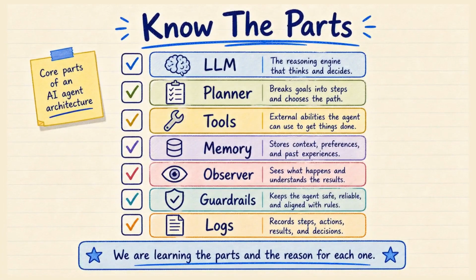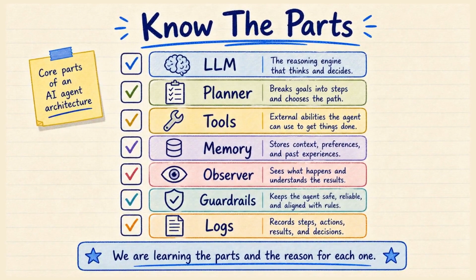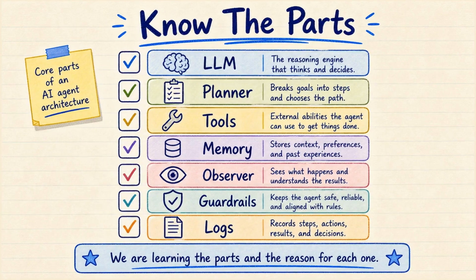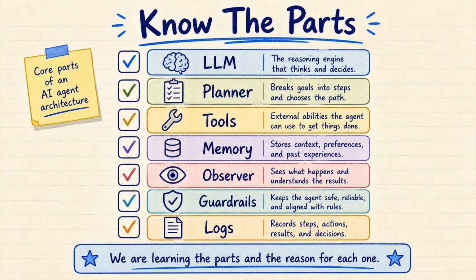By the end of this video, you should be able to sketch the core parts of an agent architecture and explain why each part exists. That is the difference between repeating buzzwords and actually understanding the system.